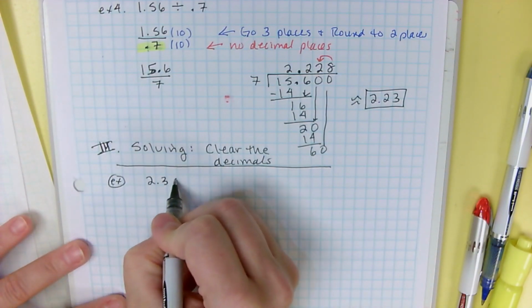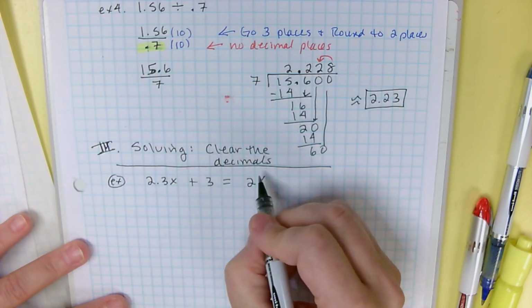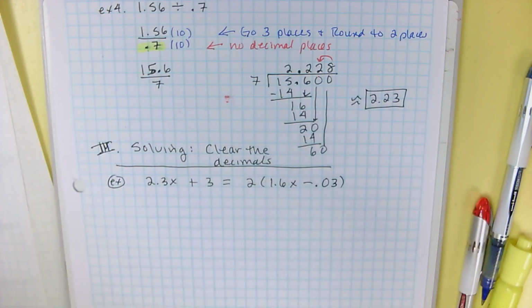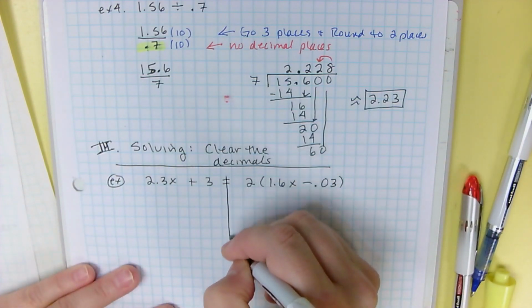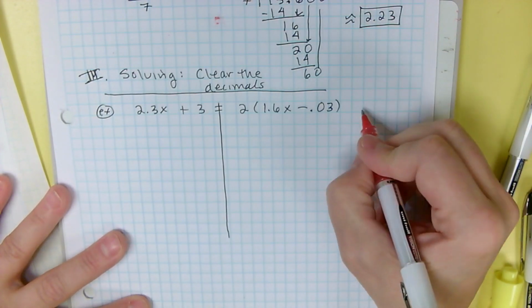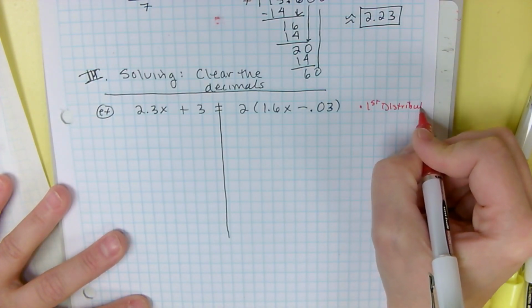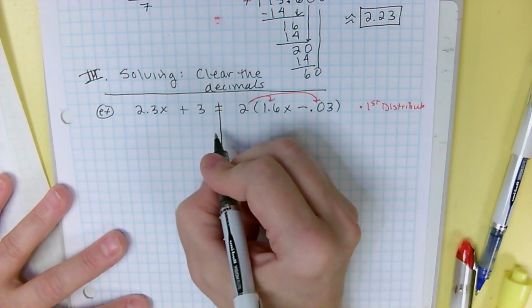So here we go, 2.3x plus 3 equals 2 times the quantity, 1.6x minus 0.03. Okay, so first thing you need to do, just like when you clear fractions, is you got to get rid of the parentheses. So first thing you're going to do is distribute. So we're going to distribute the 2. And remember the rules that we just learned.